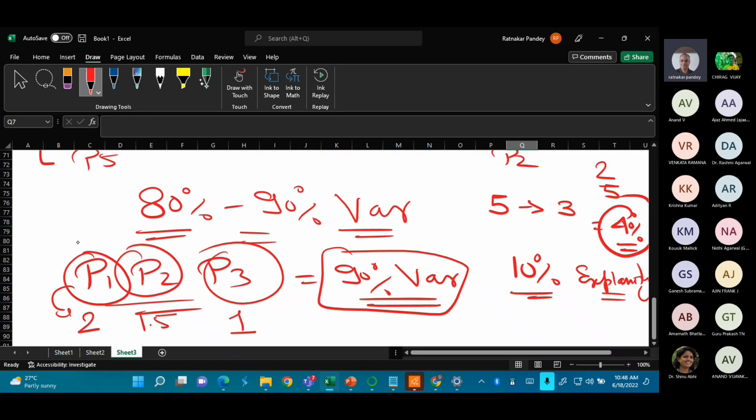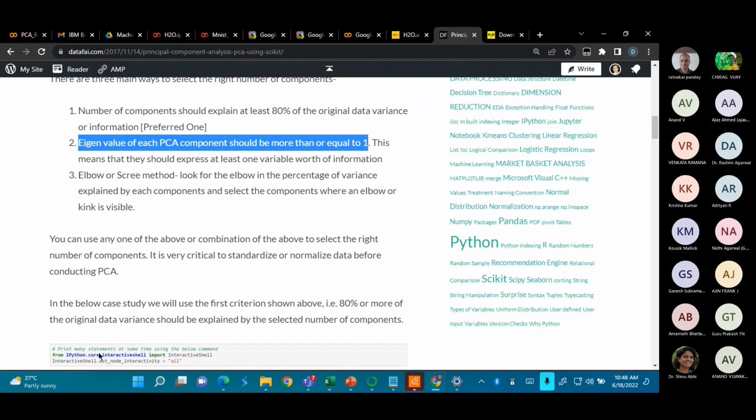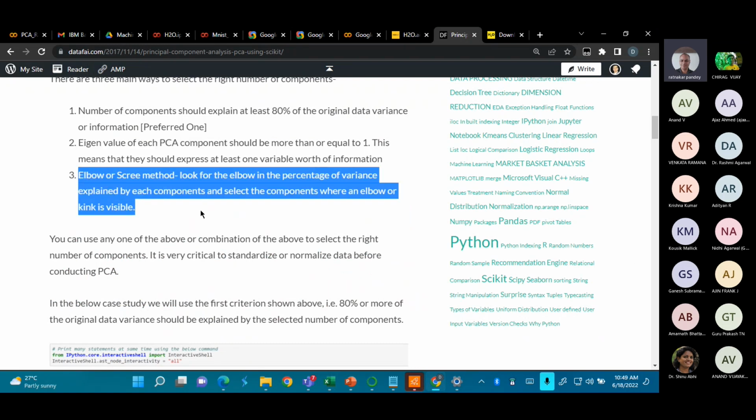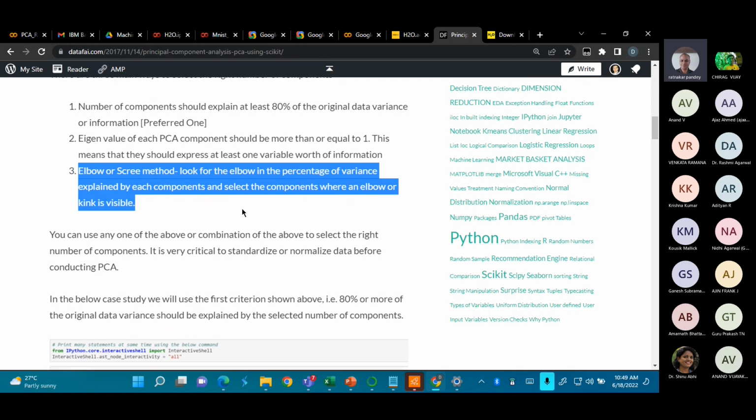Whenever you form the components, you will see that P1 will have the most explaining power, P2 the second most, P3 the third most, and so on. It will never be haphazard that P2 is more explaining than P1. P1 is always the most important, P2 the second most important, P3 the third most important. So that's the second rule. And the third rule is similar to what we're going to talk about in clustering, which is the elbow method, to see where exactly this makes sense.